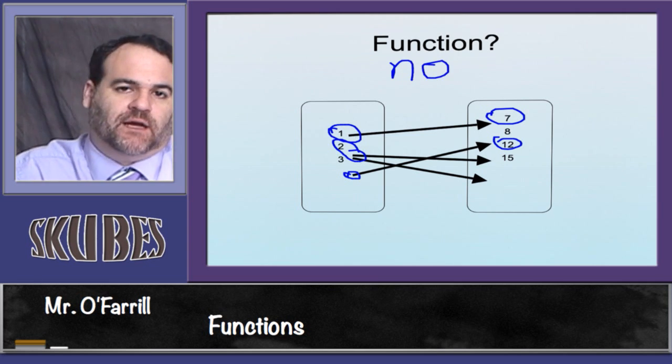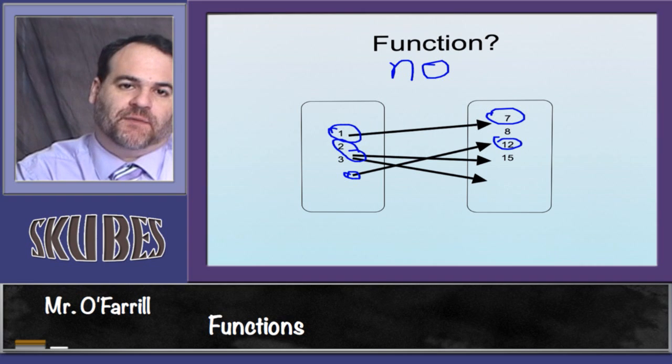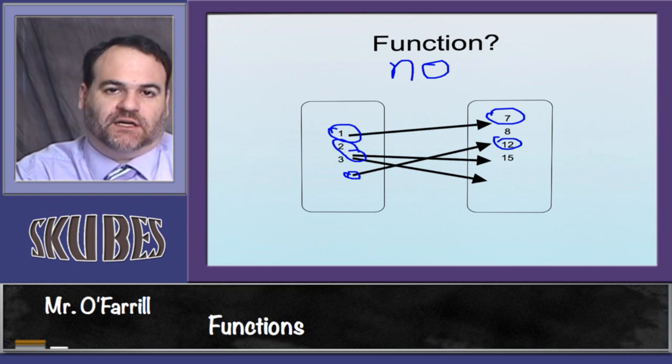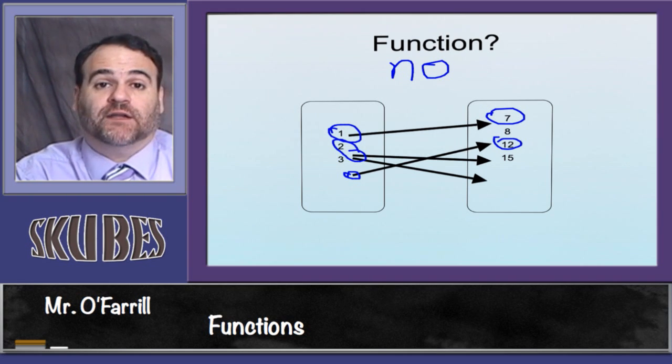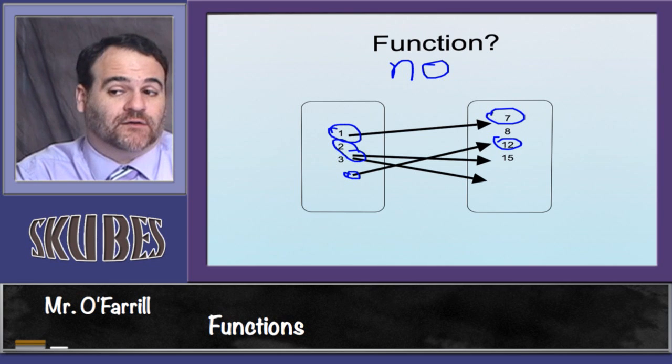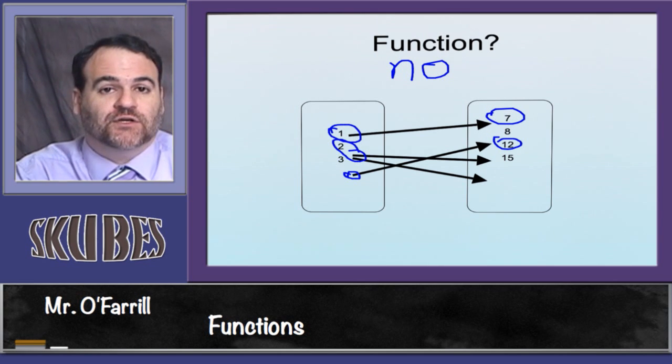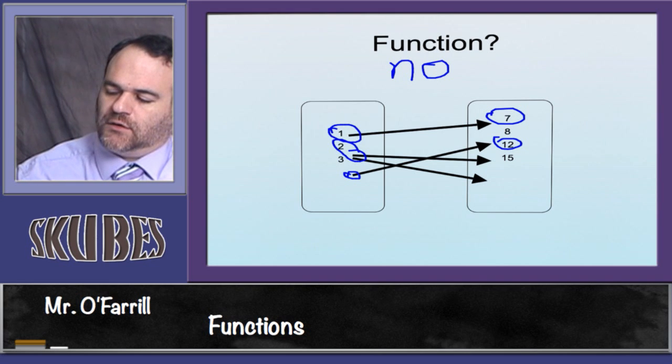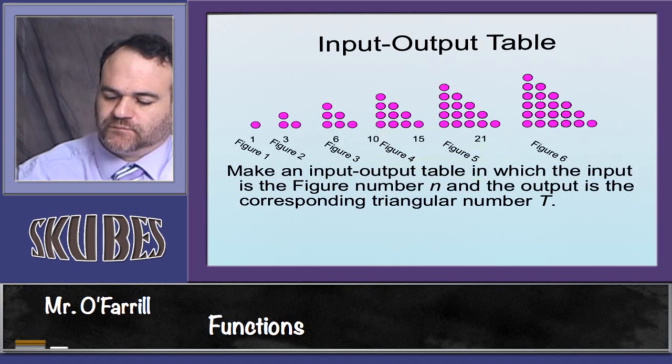No, it's not okay. The whole point of a function is you know what's going to happen. Anytime you put something in, you know what's going to come out. You can have different inputs give you the same output. But as soon as you don't know what's going to happen for certain, it's no longer a function.